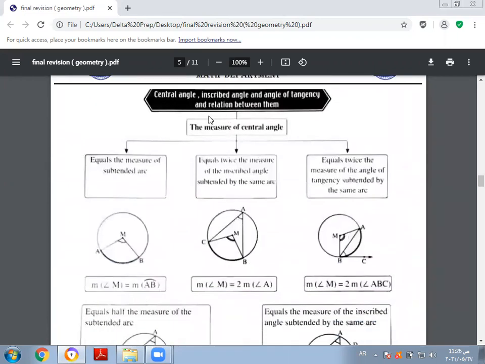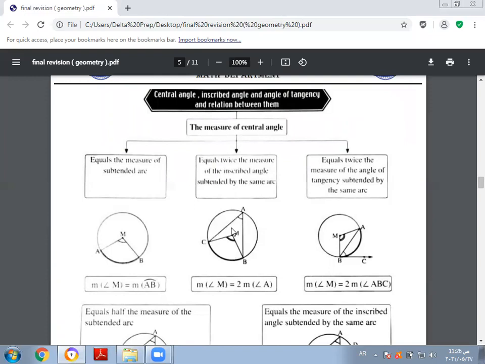Central angle, inscribed angle, and angle of tangency and the relation between them. We study this lesson, and this is an important lesson also. The measure of the central angle equals the measure of the subtended arc. In this figure, measure of angle M equals measure of arc AB.